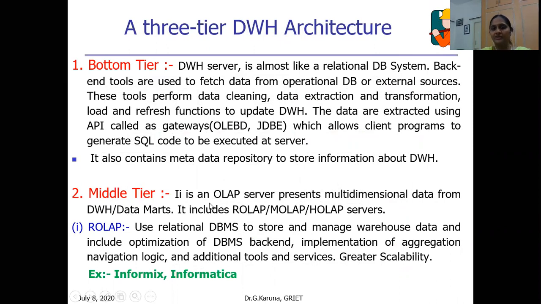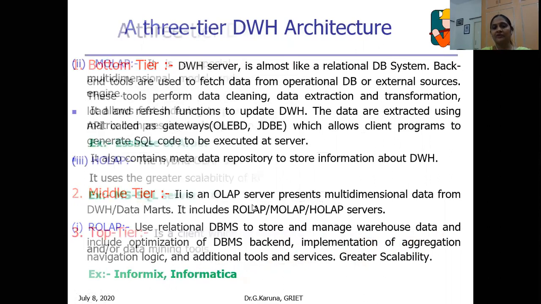In the middle tier, in the case of the OLAP server, there are different kinds of OLAP servers: relational OLAP, multidimensional OLAP, and hybrid OLAP servers. Relational OLAP is similar to a relational database and is used to store and manage warehouse data. It includes optimization of the database backend, implementation of aggregations, navigation logic, and additional tools. All these are similar to the relational database. That's what the ROLAP server is. Examples are Informix and Informatica.